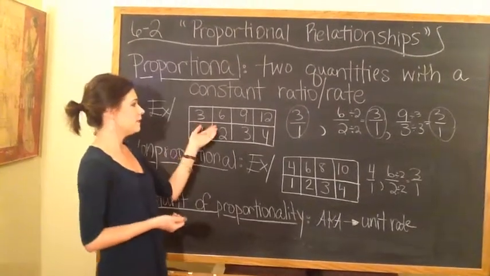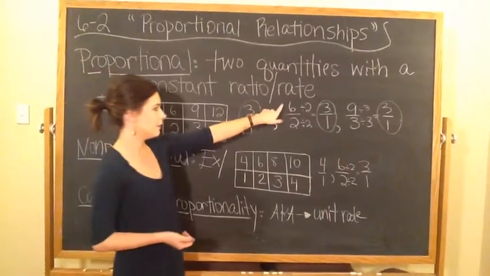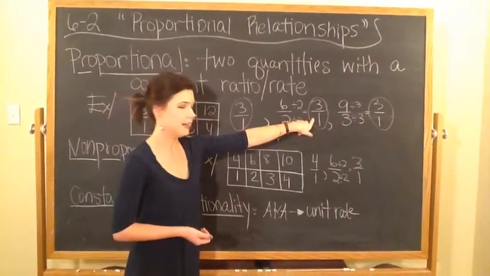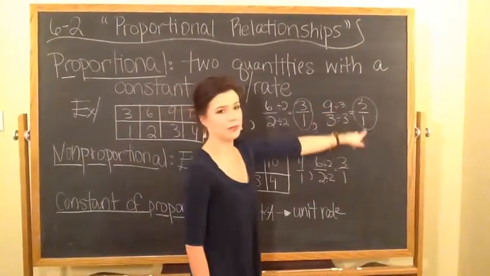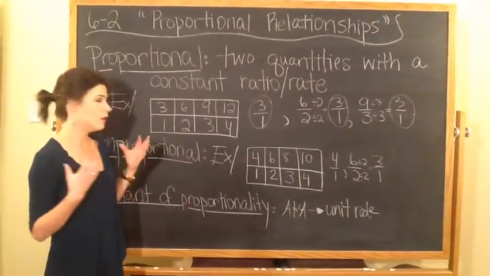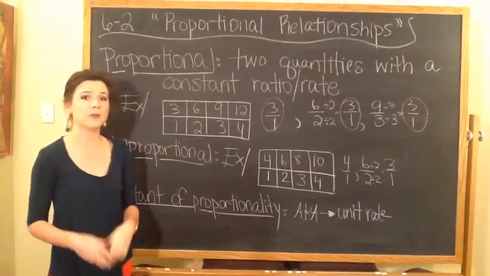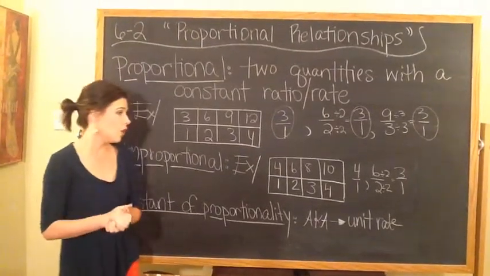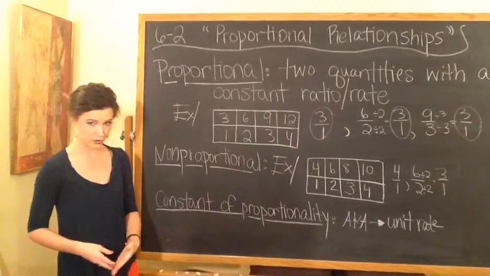So what I did was I rewrote my little ratios over here, 3 to 1, and I rewrote 6 to 2, and I simplified it, and it gives me 3 to 1. Then I wrote 9 to 3, and it simplifies down to 3 to 1. So I see that the unit rates of all of these pairs of numbers are the same, so that tells me that we're going up by a constant rate every time.